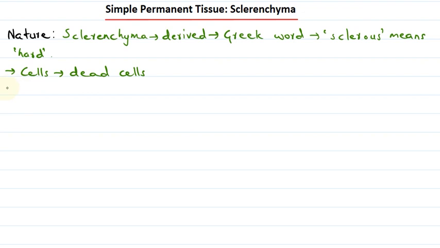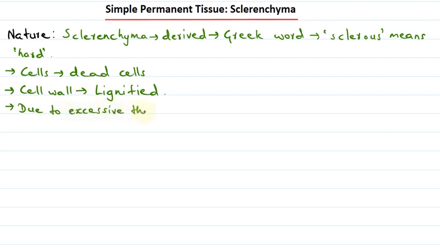And how is the cell wall of sclerenchymatous tissue? It is lignified. That is, the cell wall is thickened due to the deposition of lignin, which is a chemical substance that acts as cement and hardens them. Due to the excessive thickening of the cell wall because of lignin, the lumen, which is the cell cavity, is absent here.